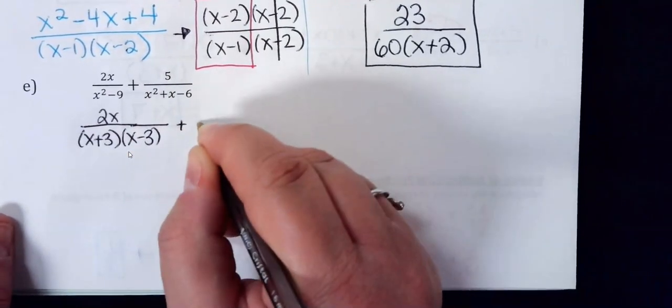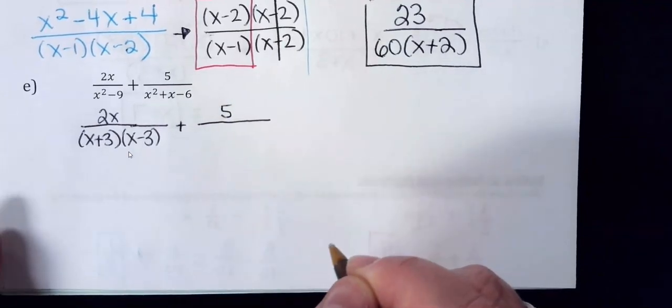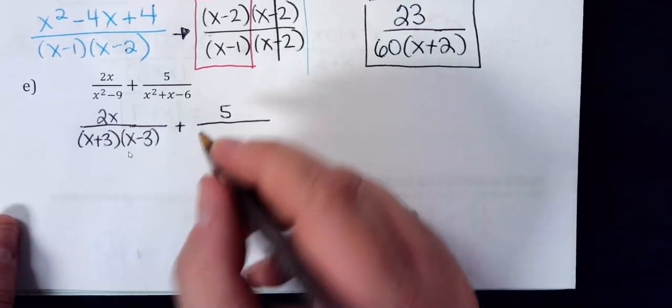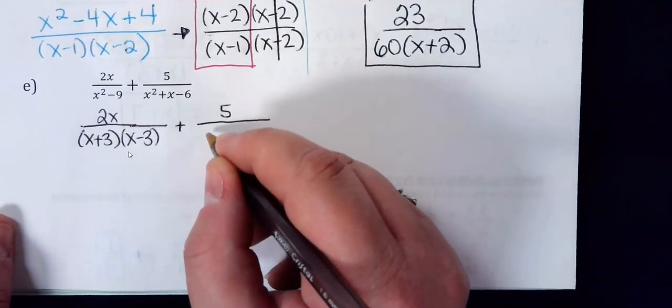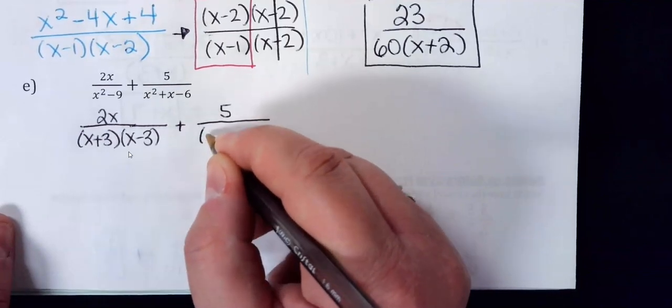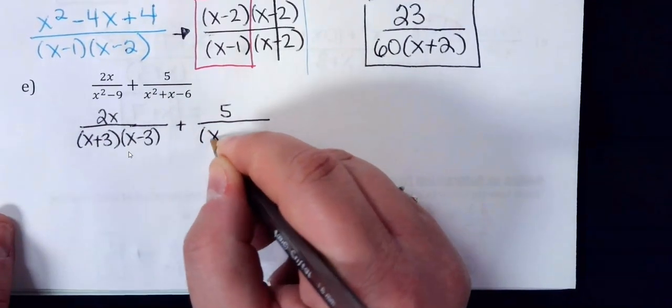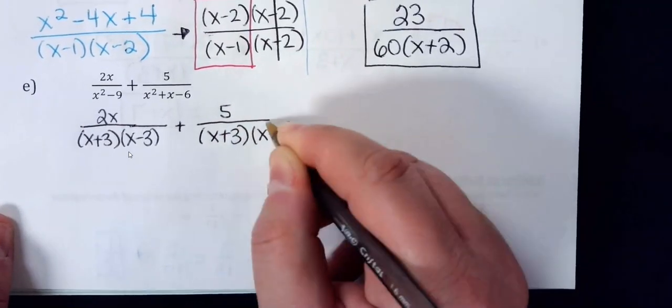Okay, on the other fraction, I got a 5 on the top. The bottom, I've got x squared plus x minus 6. So let me think about this for a second. Multiply to get negative 6, add to get 1. Okay, has to be plus 3 minus 2, right? Stop me if that's wrong.